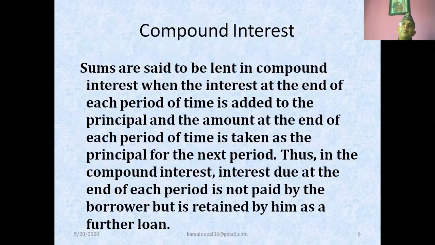Now I want to start compound interest. A sum is said to be lent at compound interest when the interest at the end of each period of time is added to the principal and the amount at the end of each period of time is taken as the principal for the next period. I want to clarify it. If you borrow rupees 100 for the first year, your time is 1 year, your principal is rupees 100 and rate, suppose it is 10%.